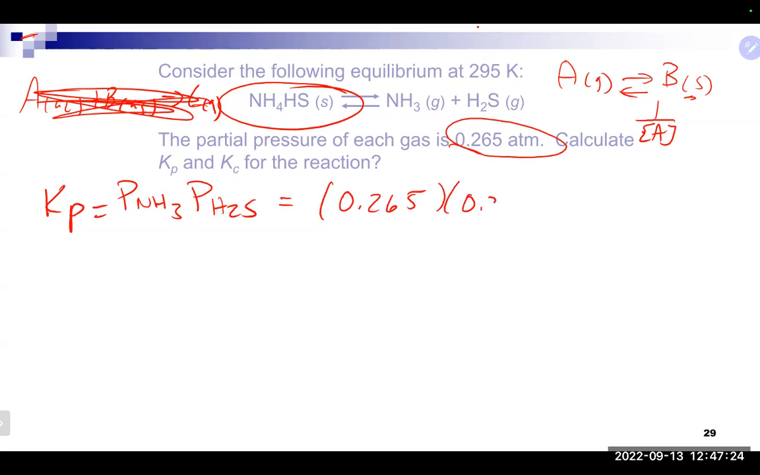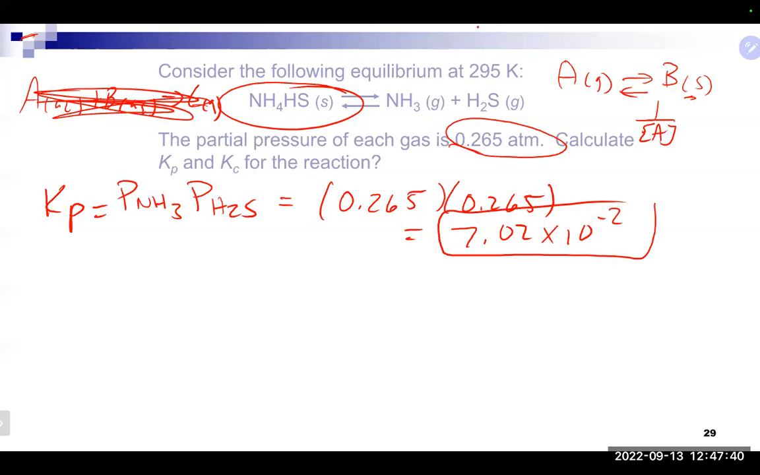which basically is just this squared here. So that would get us 0.265 squared. Gets us a 7.02 times 10 to the minus 2 as our Kp value there. Any question on that one there?